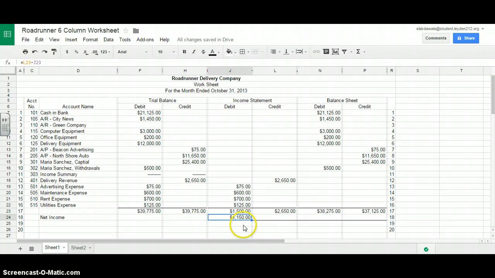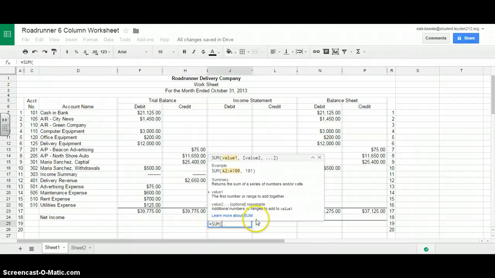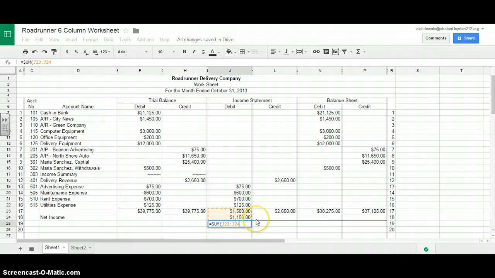Okay. Now, as I mentioned, we want to make sure that each of our debit and credit columns are going to be equal to each other. So right now, we can't tell if our income statement is balanced. So I'm just going to do a simple formula, equals sum, and I'm going to use the two cells above. And you'll notice that we have $2,650, which equals our credit amount. So I'm just going to move this value down below. So this is exactly what we want to see. Our debits equal our credits.